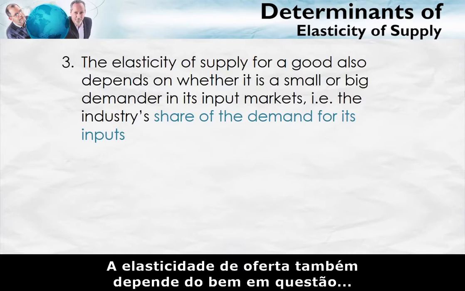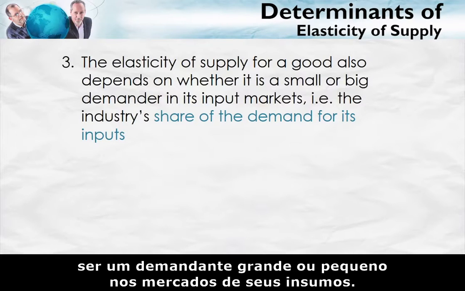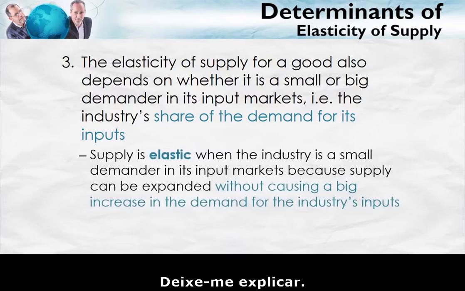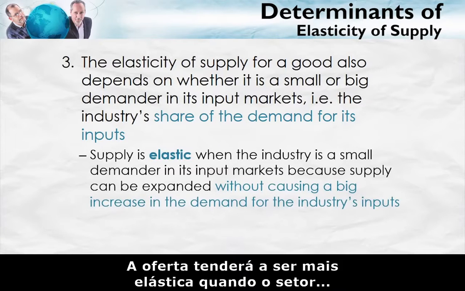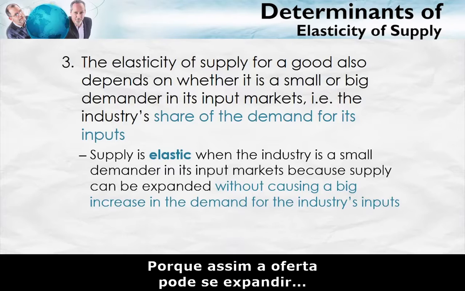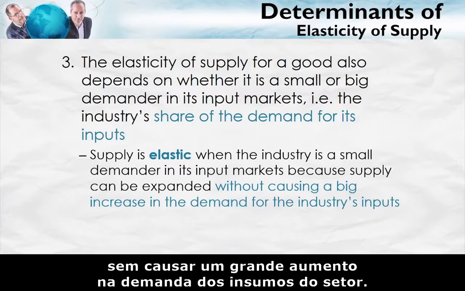The elasticity of supply also depends on whether the good in question is a small or big demander in its input markets. That is, the industry's share of the demand for its inputs. Let me explain. Supply will tend to be more elastic when the industry is a small demander in its input markets, because then supply can be expanded without causing a big increase in the demand for the industry's inputs.